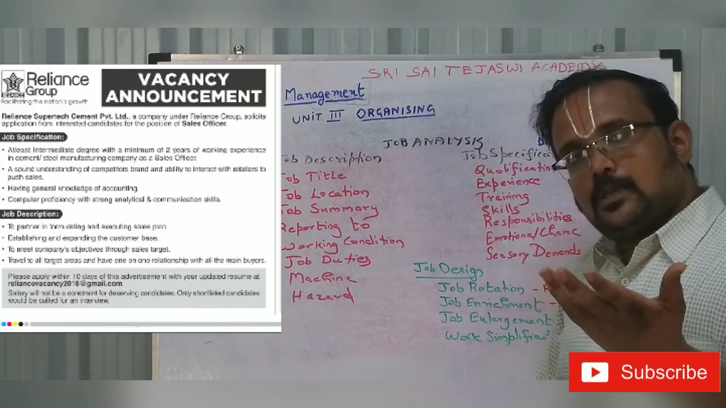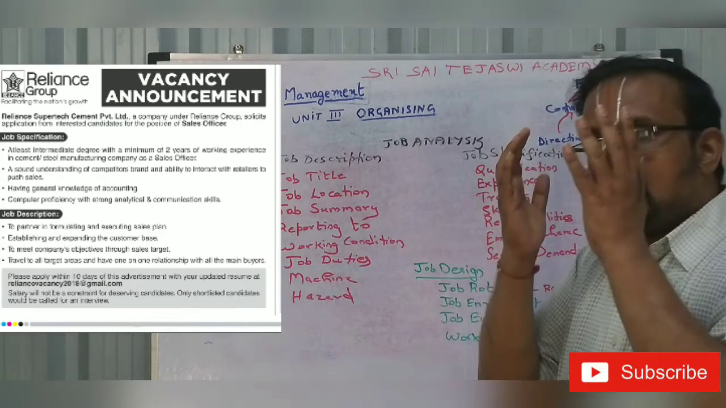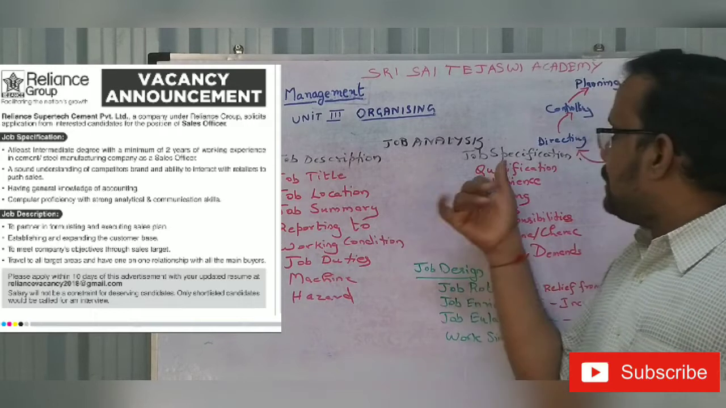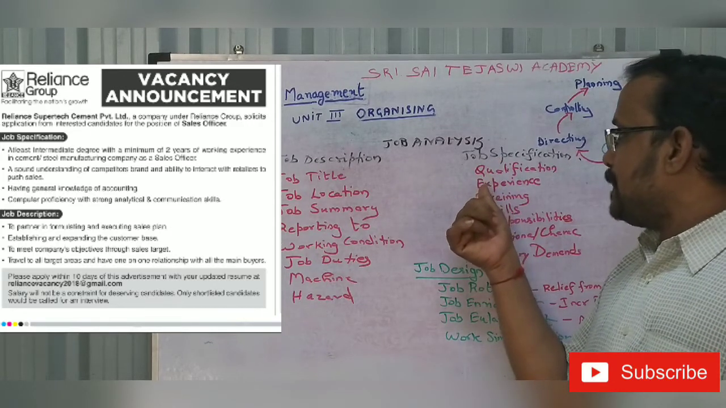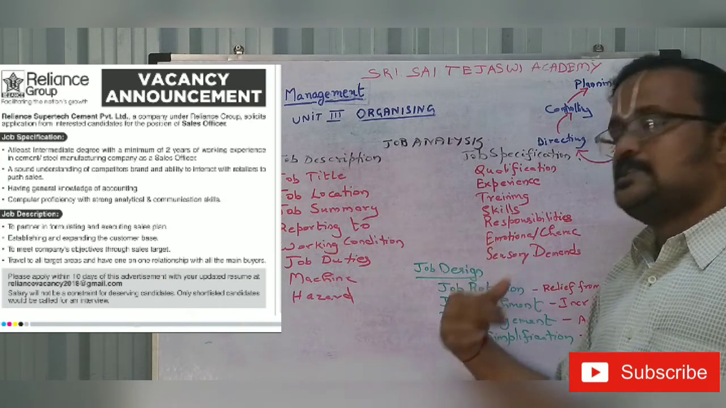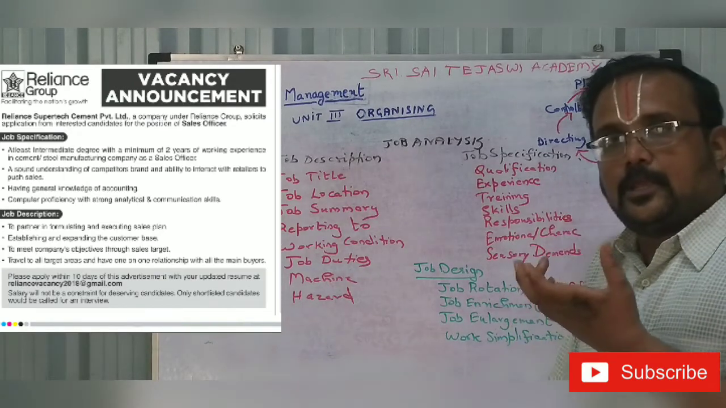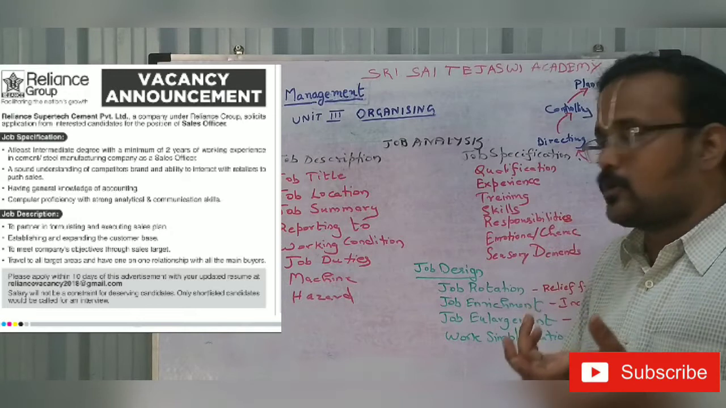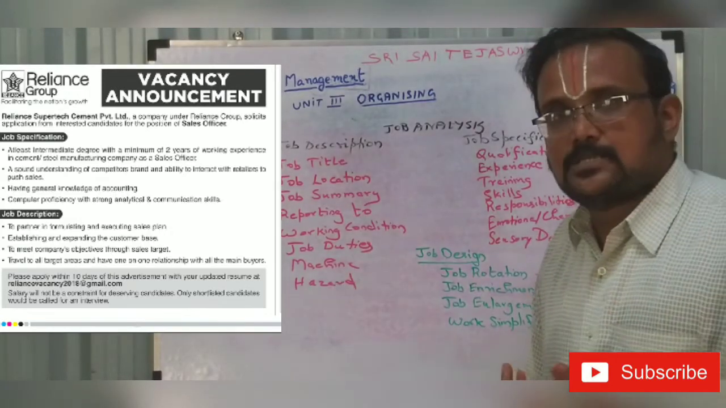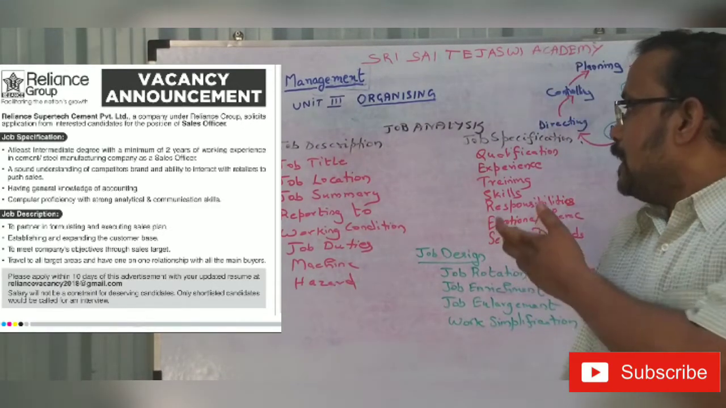Once there is an advertisement, first what you see, what are the qualifications needed for the job, what are the skills you require. So all these will come under the job specification. Qualification, experience, training, skills, responsibilities, emotional characteristics, sensory demands. So qualification, whether I need to be a graduate or postgraduate or a doctorate. The experience, how many years of experience. Some may need a fresher, some may need 10 years experience, 5 years experience, like that.